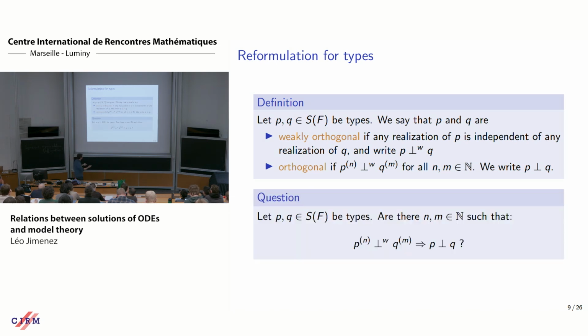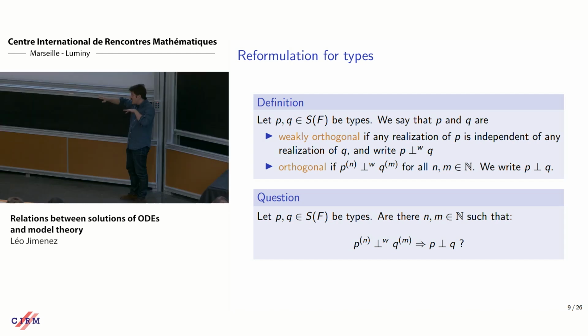And so here's the question for types now. Let P and Q be types over F. Are there n and m in the natural numbers such that if P to the n and Q to the m are weakly orthogonal, then I know that they are orthogonal? So if I find that after n and m realizations there's still no relation, I can conclude that there's no relation ever, no matter how far I go. That's the question for types.